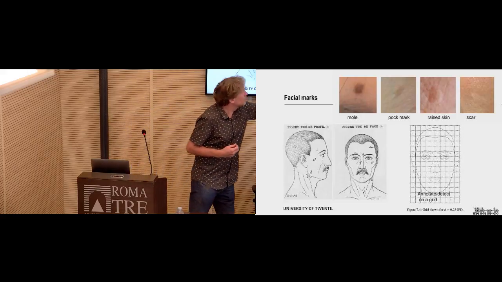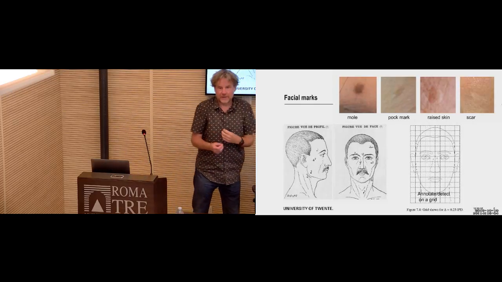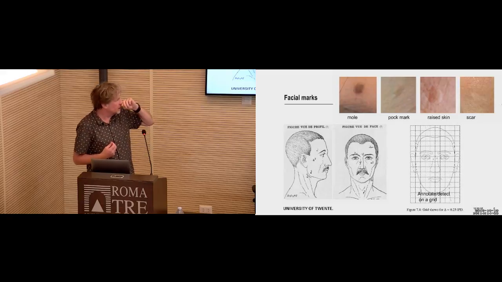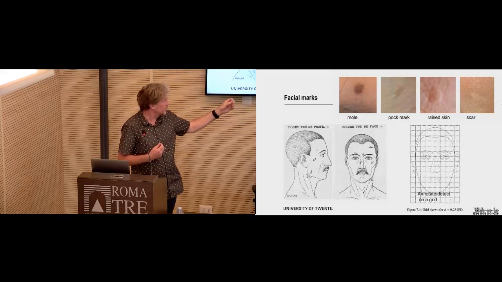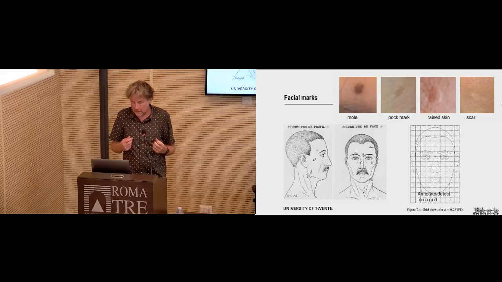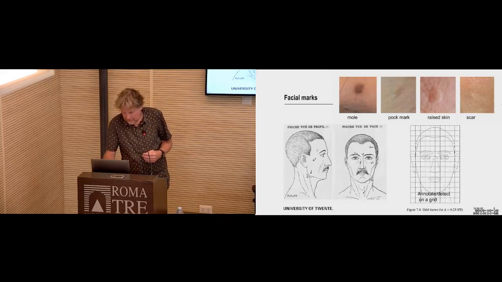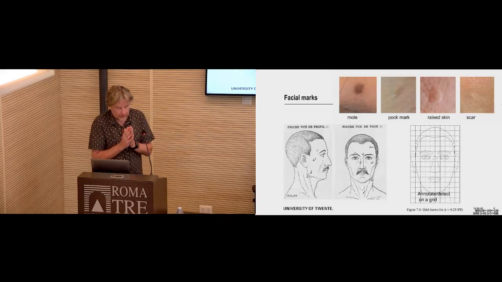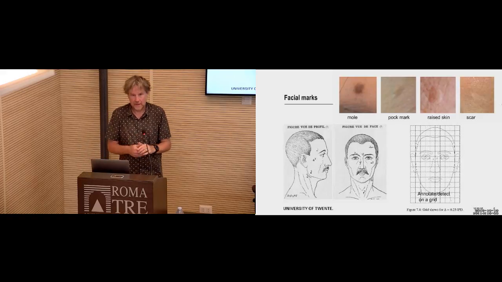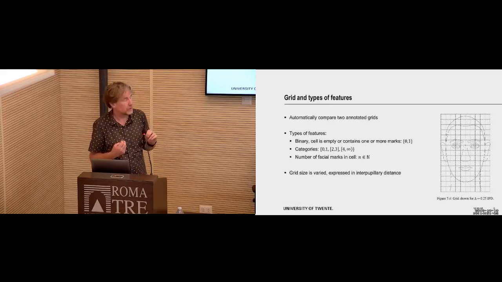or we could have an automated detection method that actually per cell tells us whether there's a facial mark or not. We'll start off with the manual approach, but the automated one, we investigated that as well based on deep learning, and that works quite well. And then we'll automatically compare the annotated grids. So the grids could be filled manually, but then we will make the comparison automated.